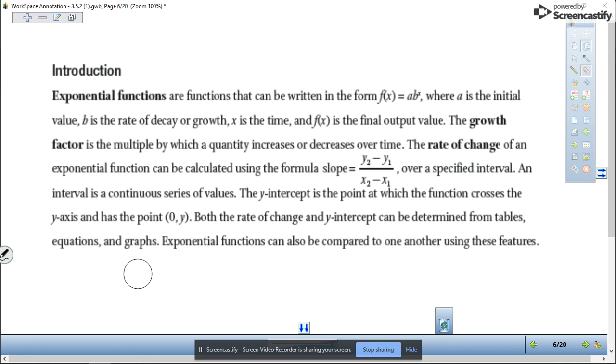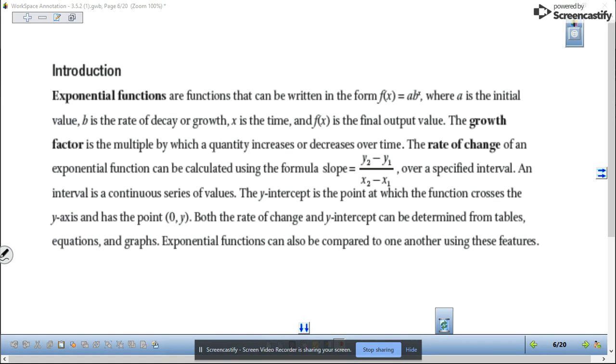All right, so for this lesson 352, we're going to be talking about exponential functions and how we compare them. Exponential functions are functions that can be written a times b to the x power. I think some of us still do not really understand exponential functions, so if you don't, make sure you're paying extra close attention to this lesson as we're going to go back over some of those key things.